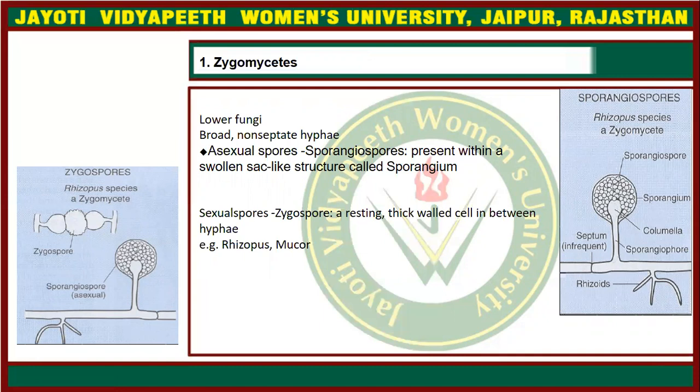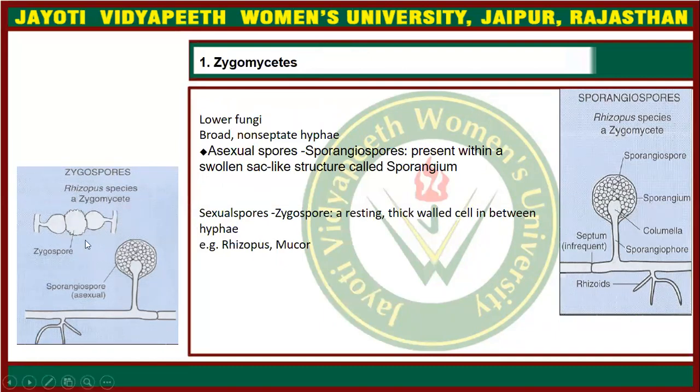Zygomycetes have some spores which are known as the sporangia, which have specific structures known as the sporangiospores. So this is the sporangiospore, and this is the sporangium. It is a complete structure which is known as the sporangium, and which is present in the rhizopus and mucor. In the sporangium, the spores are known as the sporangiospores.